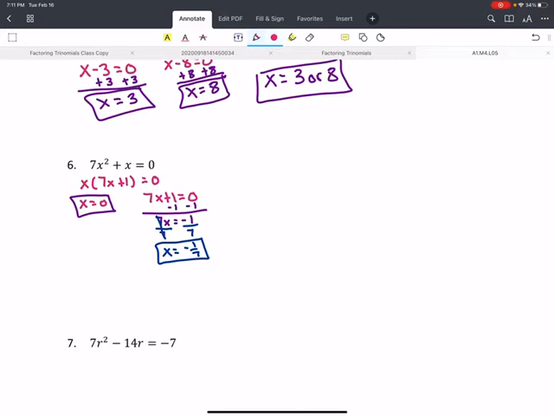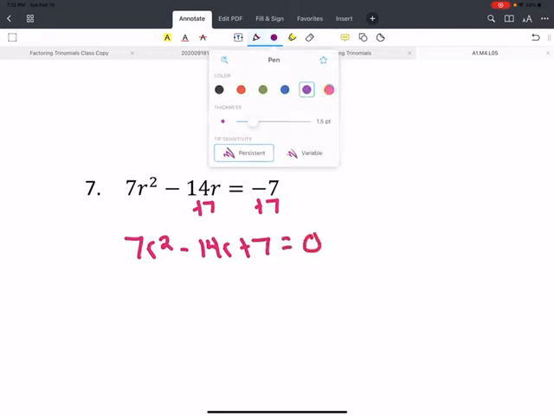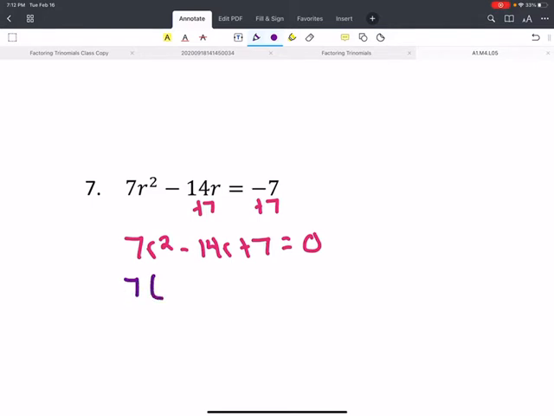You're just going to continue to do that for all problems. Let's try one more with number 7. So here, I see I need to add this 7 to both sides. That gives me 7r squared minus 14r plus 7 equals 0. Then I see I have a greatest common factor here. I can factor out 7. Let's see, that would leave me r squared minus 2r plus 1 equals 0.